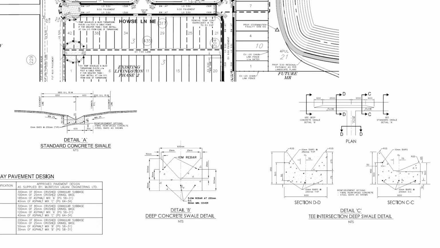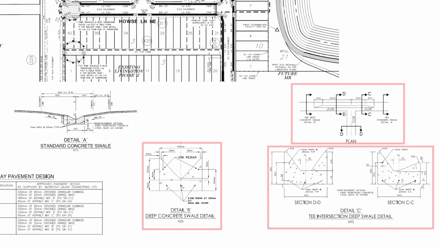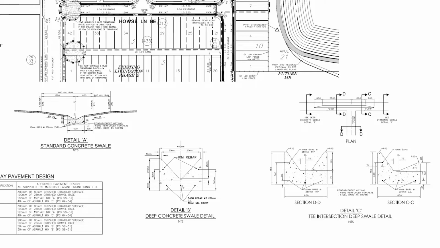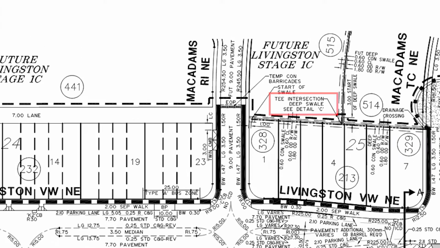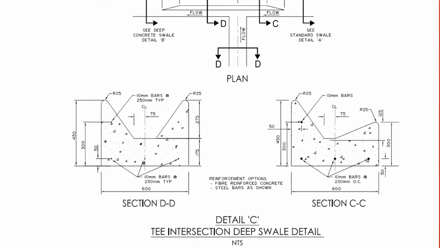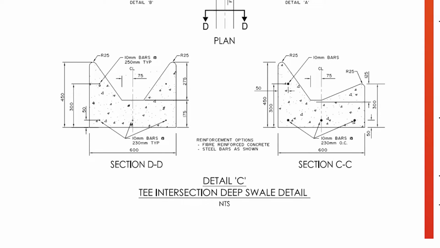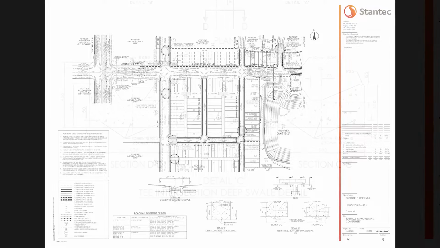On this page, there are small drawings called details. These give us a detailed look at the design and dimensions of a variety of things, including concrete structures, as shown here with concrete swales, manholes, valves, or anything else the engineer feels is necessary to help us build the road. Note that they are labeled as they are referenced in the main drawing. This note here for the T intersection of a deep swale says to refer to detail C. In this case, the detail is at the bottom of the page. Sometimes it's on another page. It depends on the set of plans you're using.